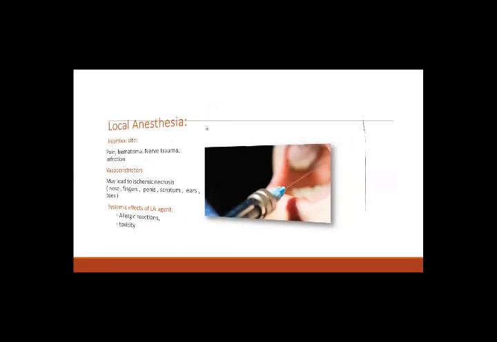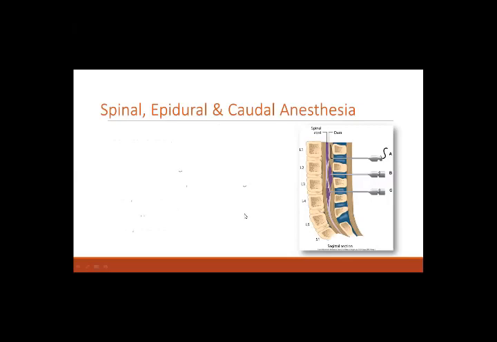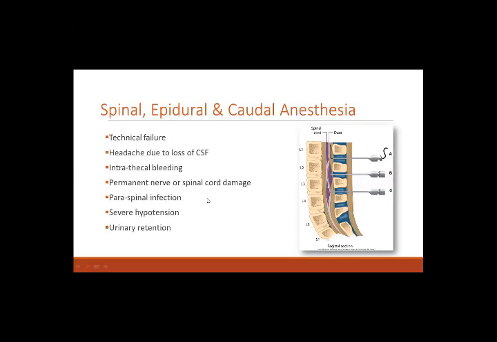Then we come to spinal and epidural and caudal anesthetic agents. आपने अपने anesthesia के lecture में काफ़ी detail में भी पढ़ा होगा, लेकिन namely जो common complications associated with these things are technical failure, headache, which is fairly common, intrathecal bleeding, permanent nerve or spinal cord damage, paraspinal infection, severe hypertension. And the commonest is the headache and severe hypertension.